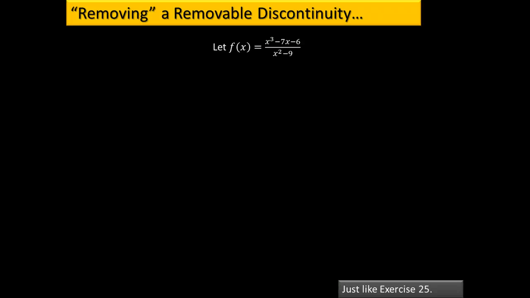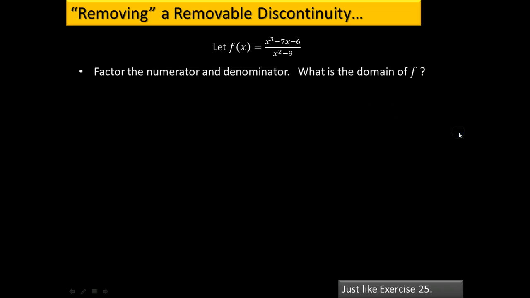Okay, so one of the most common types of discontinuities we're going to see is a removable discontinuity. And when we have a removable discontinuity, we have to know how to remove it. So let's start by looking at this function. f of x is equal to x cubed minus 7x minus 6 divided by x squared minus 9. So this is how we remove a discontinuity that is removable.